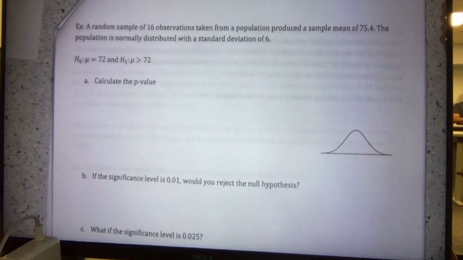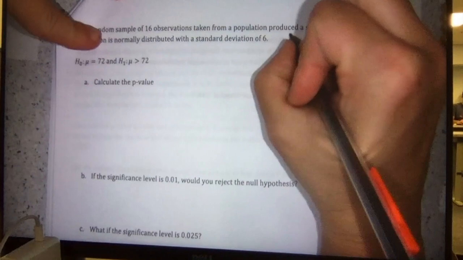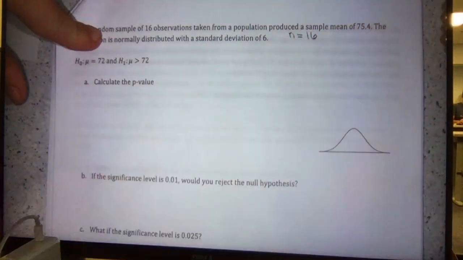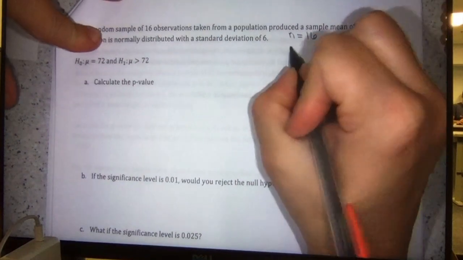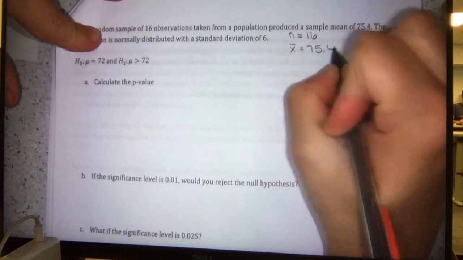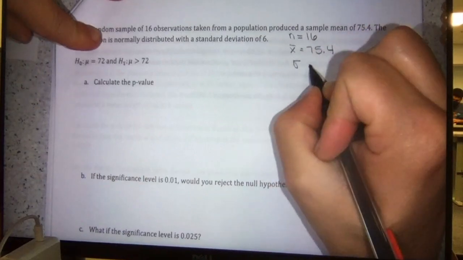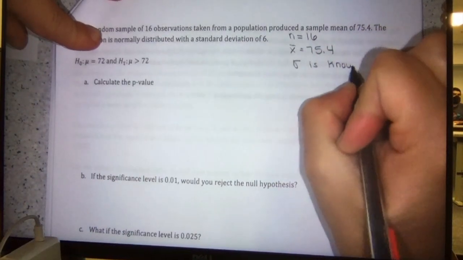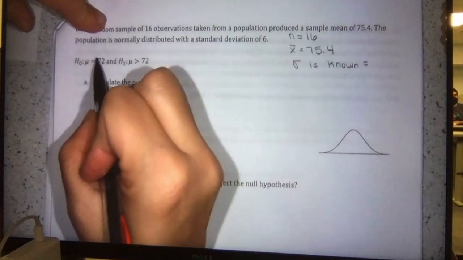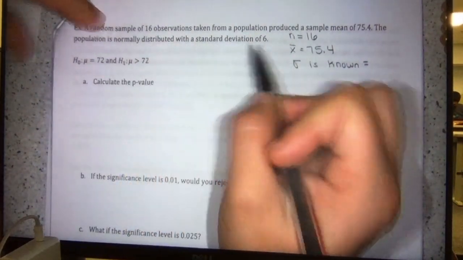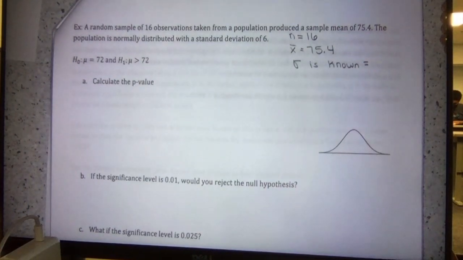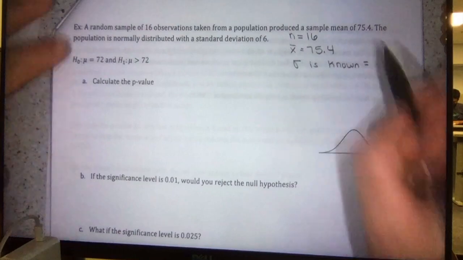Right tail. Yep. So a random sample of 16 observations taken from a population produces a sample mean of 75.4. The population is normally distributed with a standard deviation of 6. Because we really don't read it all, we just take what we want out. So my sample size, my n value, is 16. My sample mean, my x bar, is 75.4. They give us our population standard deviation. Notice it's known: the population is normally distributed with the standard deviation 6, so we're still able to use z values.